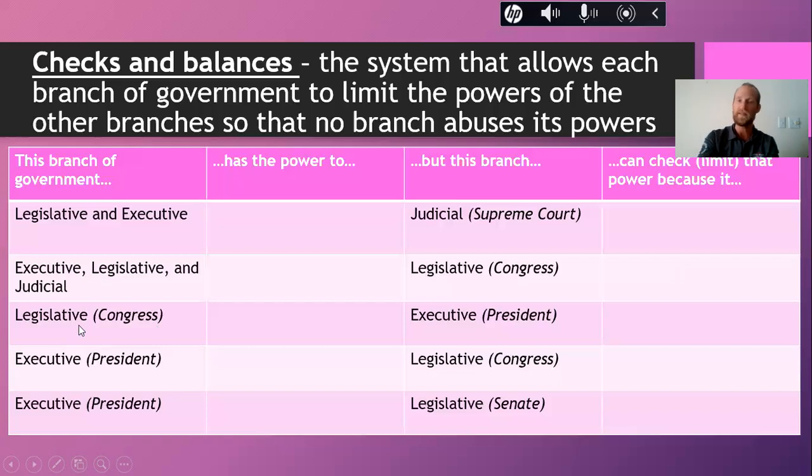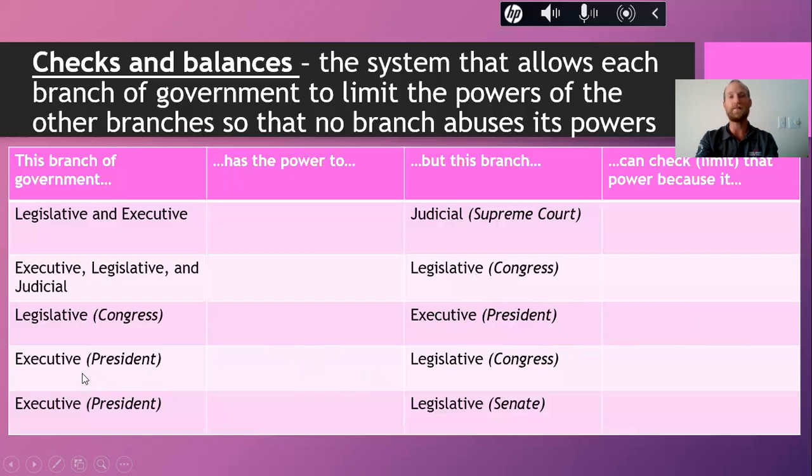On the third row, this is where you're on your own at this point, after I had helped you with the first two rows. So the third row reads, the legislative branch, Congress, has the power to make laws, but the executive branch, the president, can limit Congress's power because he or she can veto those laws, reject those bills, and not allow them to become laws. So Congress can make bills or laws, but the president can veto or reject those bills.